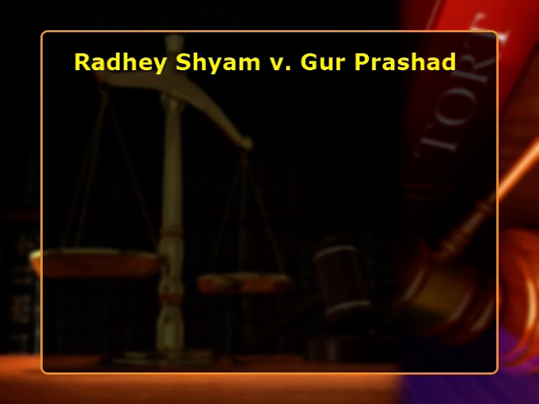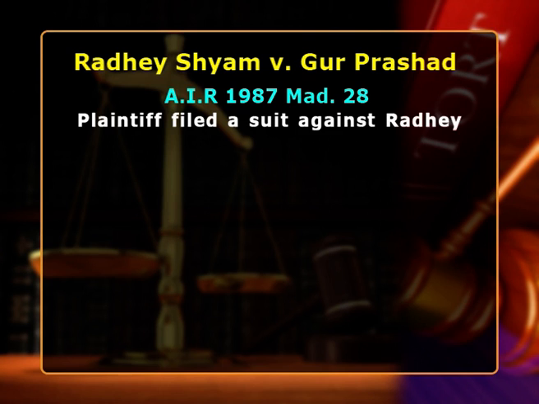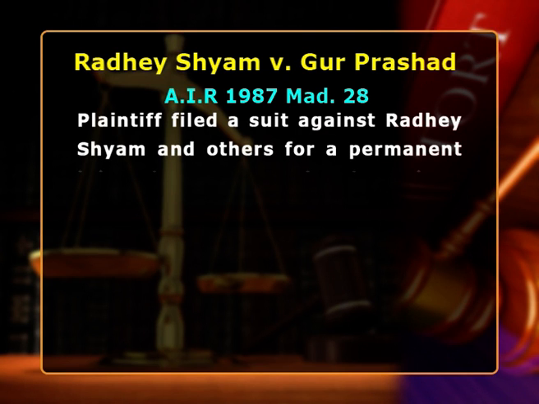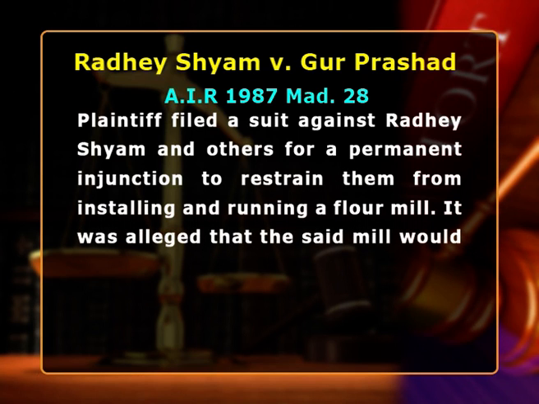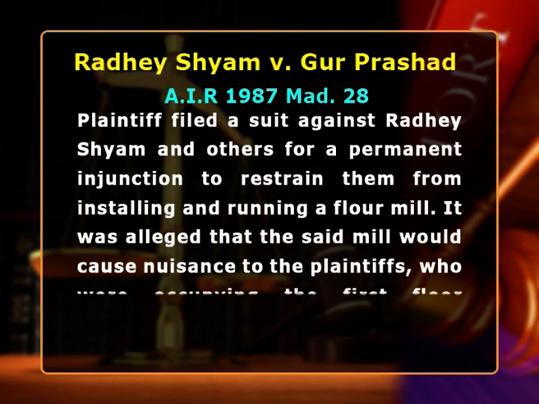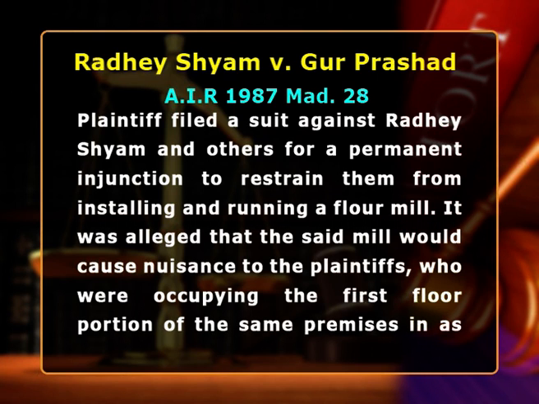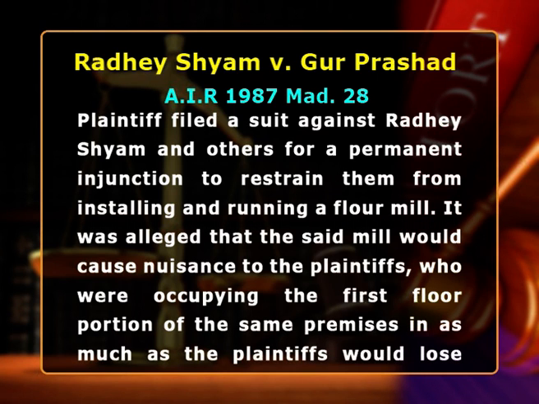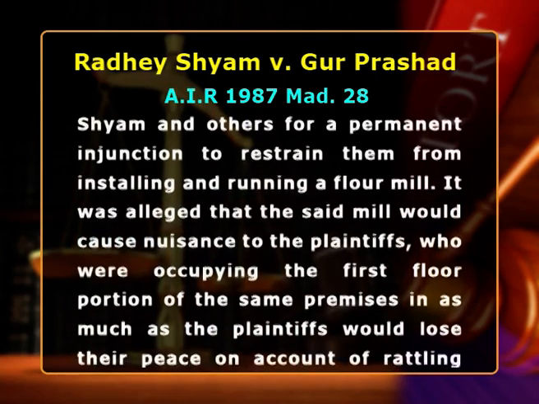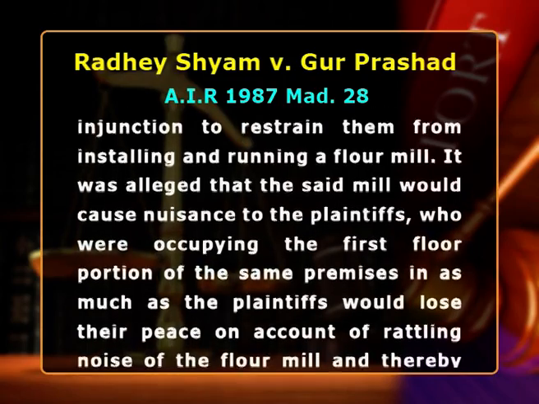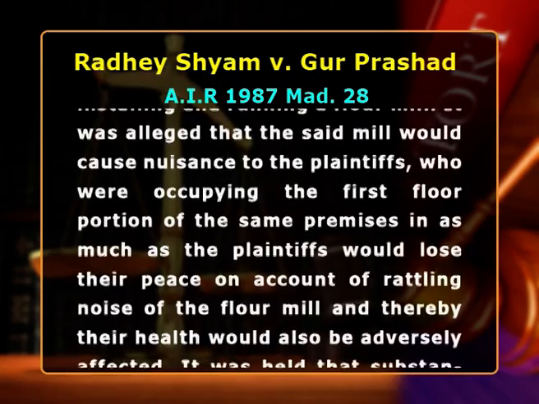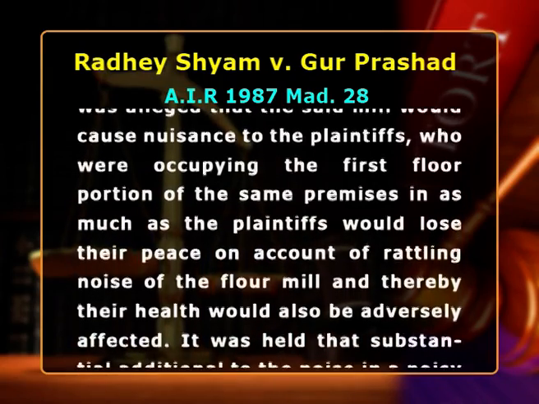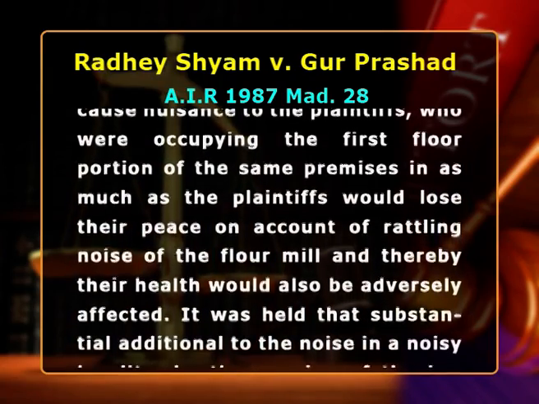In Radhe Shyam versus Gur Prasad, plaintiffs filed a suit against Radhe Shyam and others for a permanent injunction to restrain them from installing and running a flour mill. It was alleged that the said mill would cause nuisance to the plaintiffs who were occupying the first floor portion of the same premises, inasmuch as the plaintiffs would lose their peace on account of the rattling noise of the flour mill, and thereby their health would also be adversely affected.